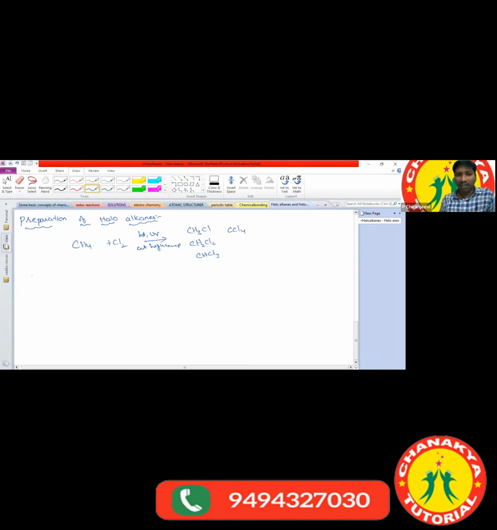Second, from alkenes we can prepare haloalkanes. Take the alkene CH2 double bond CH2. If it is treated with hydrogen bromide, it forms ethyl bromide, CH3 bond CH2 bond Br. If you take an unsymmetrical alkene, CH3 bond CH double bond CH2, there are two conditions, and I will write them clearly here.